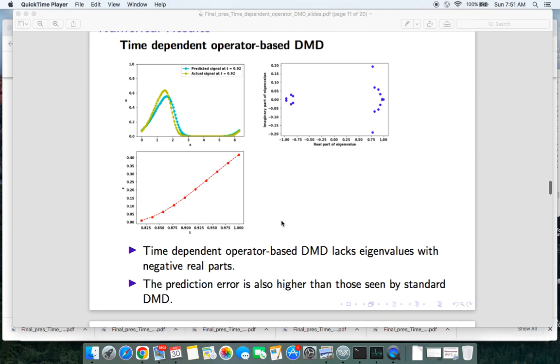And that is actually related to how good the model is, or how good the model will perform. The prediction error is also higher than those seen by standard DMD. So based on this plot, we see that the prediction error is a little higher than those seen by standard DMD.